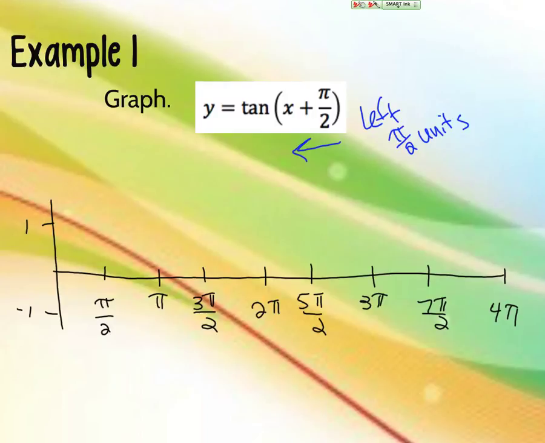Where is our asymptote normally? Pi over 2. Normally it's at pi over 2, but I'm going to the left pi over 2 units, so my asymptote will actually be at 0. Same thing, normally the next one would be at 3 pi over 2, but I'm moving over pi over 2 units, so the next one's at pi. Then the next one is pi later. The next one's pi later. So those are my asymptotes.